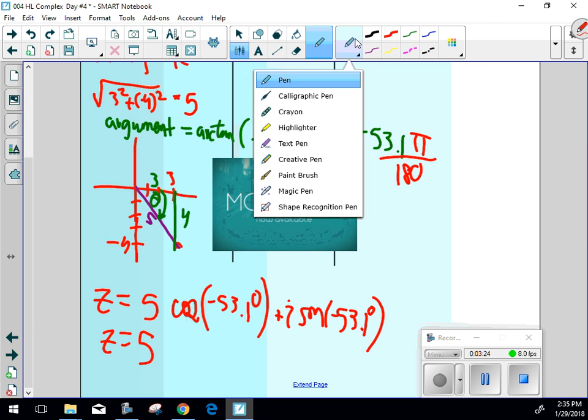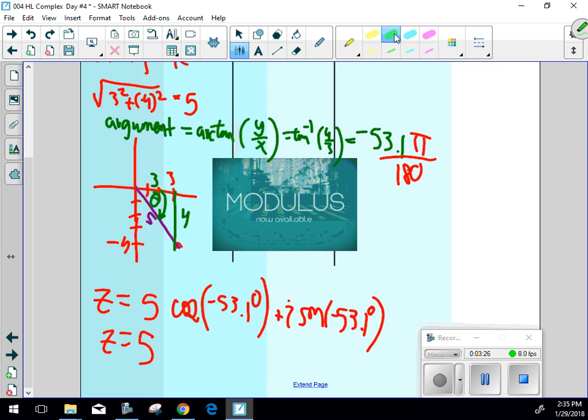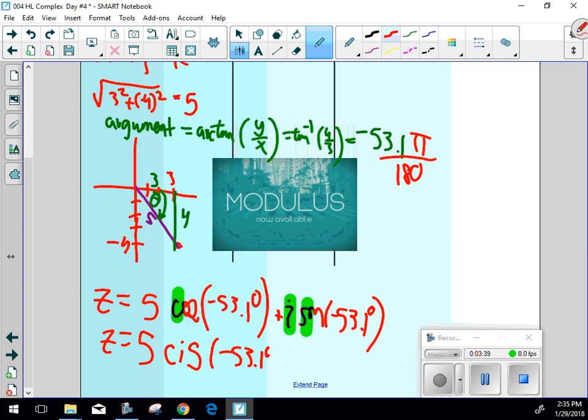Let's take these letters, C, I, and S, and say that it's cosine of this angle, I sine of this angle. We're going to shortcut it to the cis of negative 53.1. That means the same as that. Do you remember that? Yeah, good.